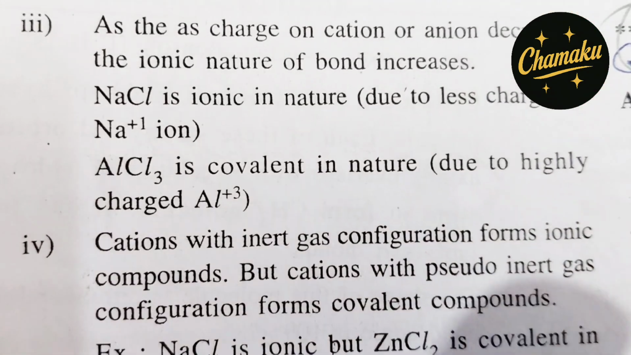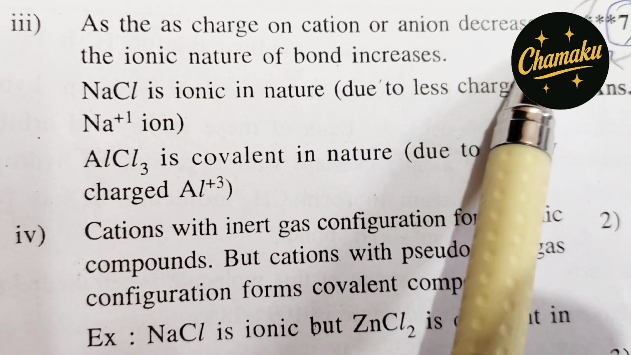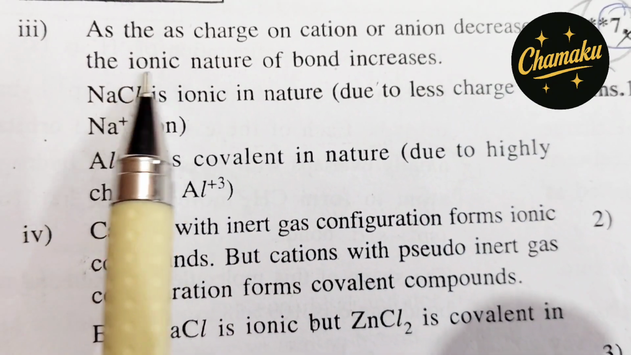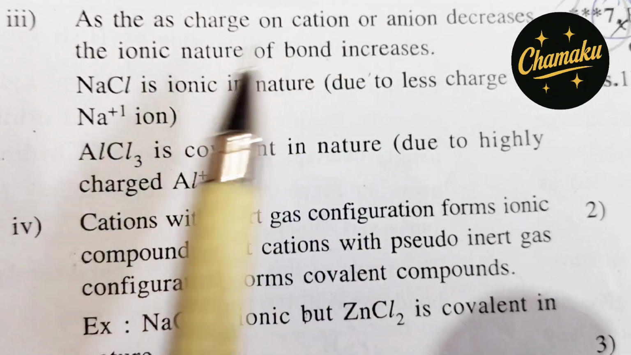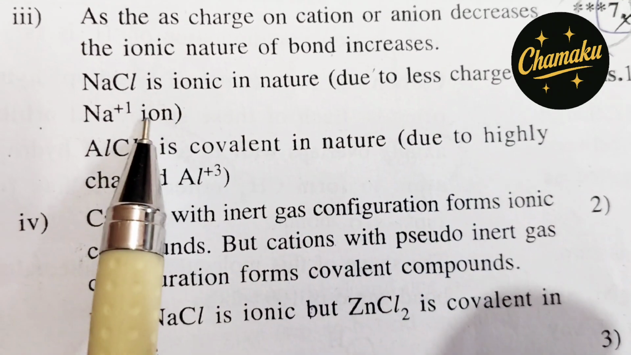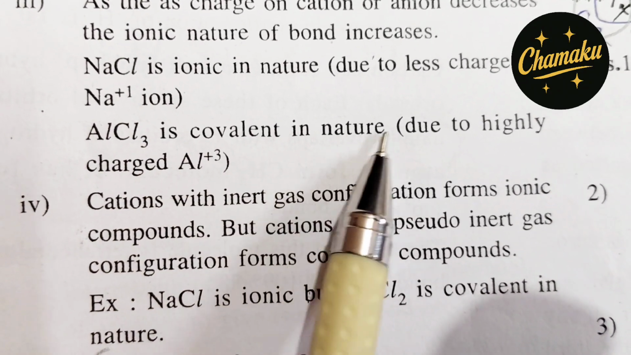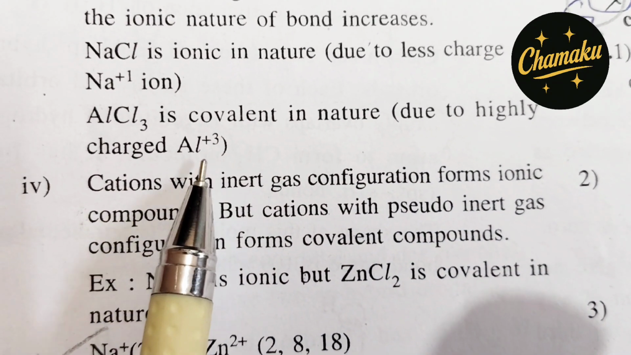And the third rule is, as the charge on cation or anion decreases, the ionic nature of bond increases. NaCl is ionic in nature due to less charge on Na+ ion. AlCl3 is covalent in nature due to highly charged Al3+.